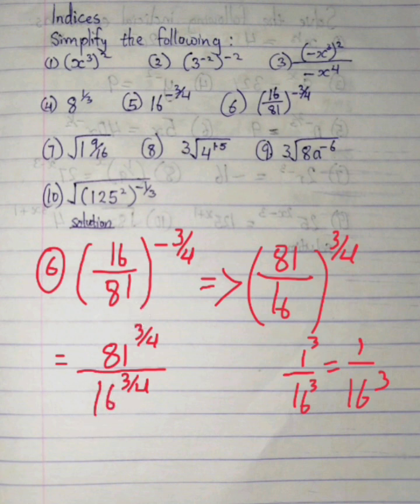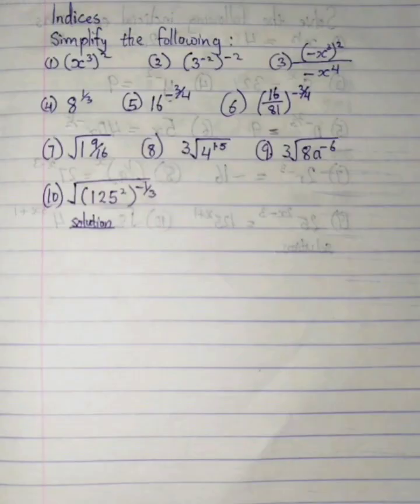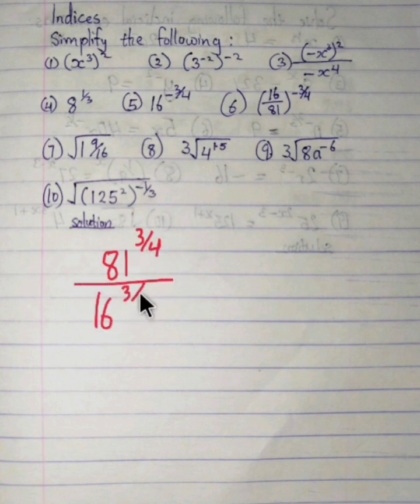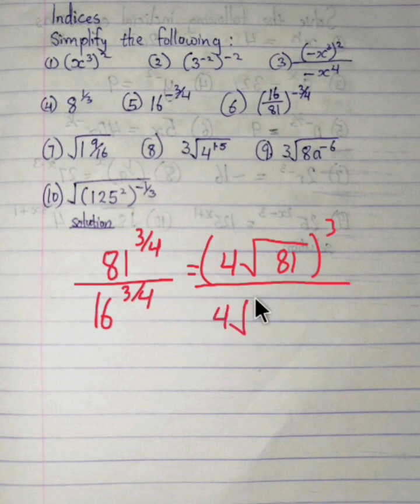Now, the next thing to do, I'm going to clean this and start from the top because we still have some things to solve. We have 81 raised to power 3 over 4 over 16 raised to power 3 over 4. So 81, the denominator of the fraction is 4. So 4 root 81, everything raised to power 3, over 4 root 16, everything raised to power 3.